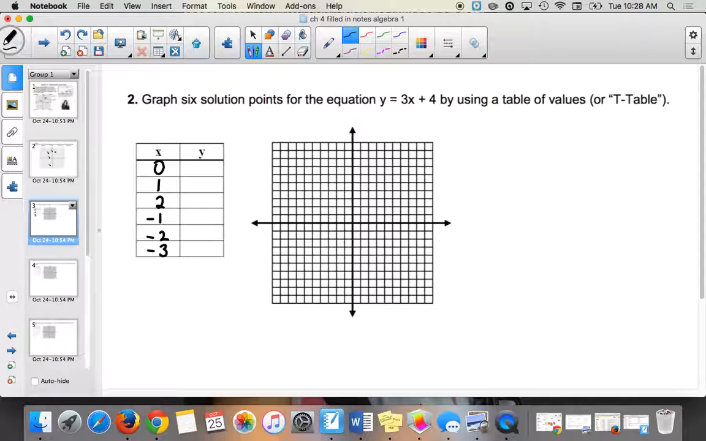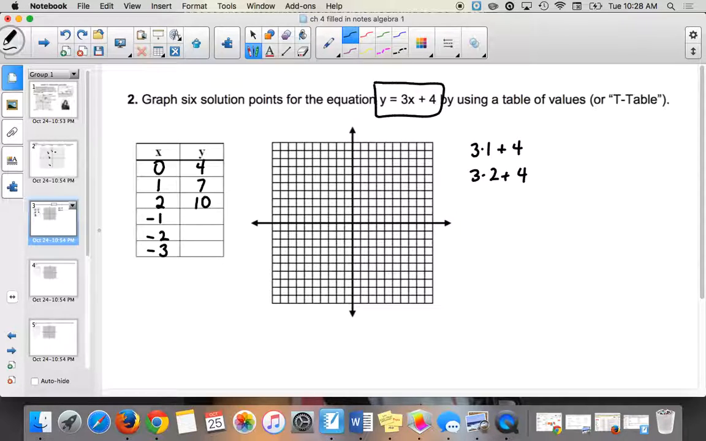So if I plug in 0 into y equals 3x plus 4, I'm plugging in 0 for x. Can you guys all do that in your head? 3 times 0 is 0 plus 4 is 4. 4, exactly. So we're going to get 4 here. The next one is going to be 3 times 1 plus 4. So 3 times 1 is 3 plus 4 is 7. And then 2, 3 times 2 is 6 plus 4, 10. 10, exactly.